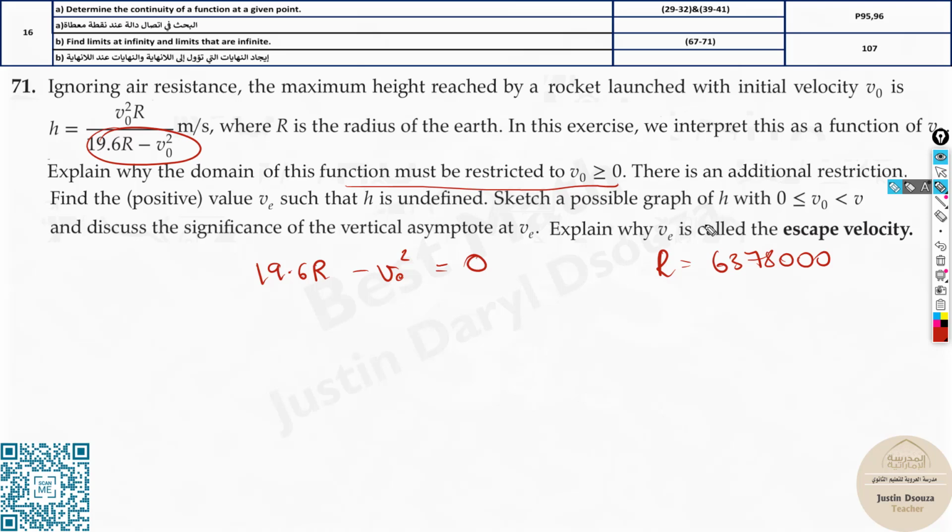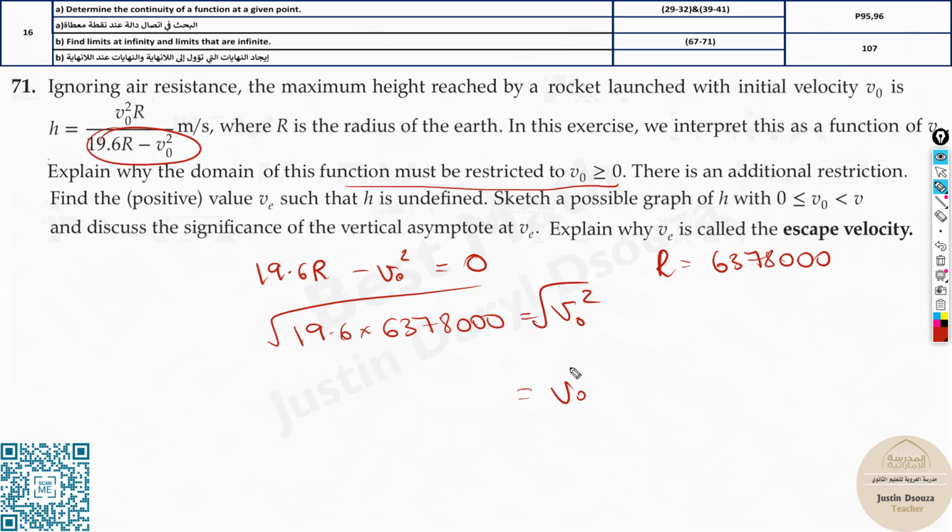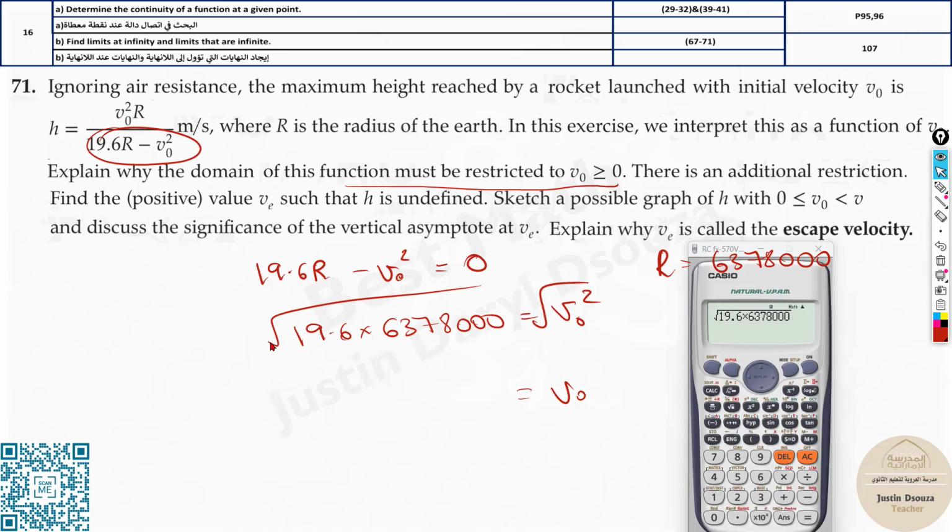Sorry for that. Now let me just substitute the values. Let's take this V naught squared to the other side. It'll be 19.6 multiplied by R, which is 6,378,000, equals V naught squared. And let's take the square root on both sides. Sorry, this one is VE, because when H is undefined, it's VE. So it's the escape velocity. Let's use a calculator. All you do is put this in the calculator directly and you get 11,180.